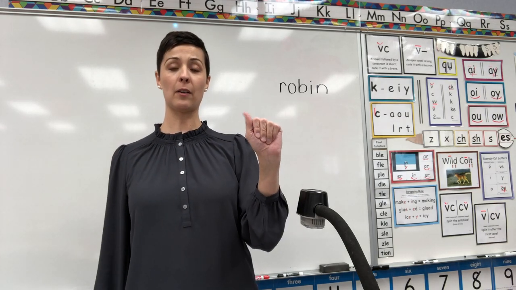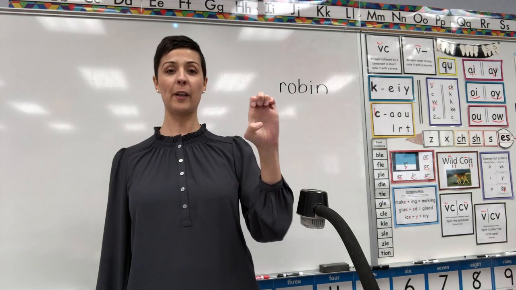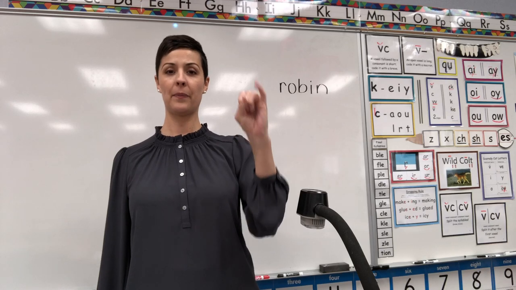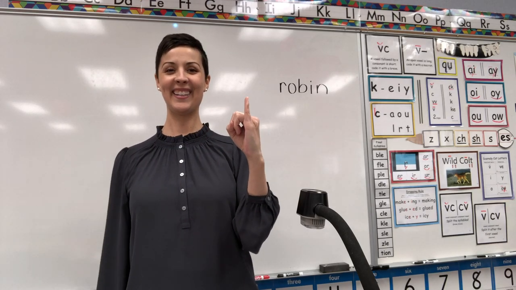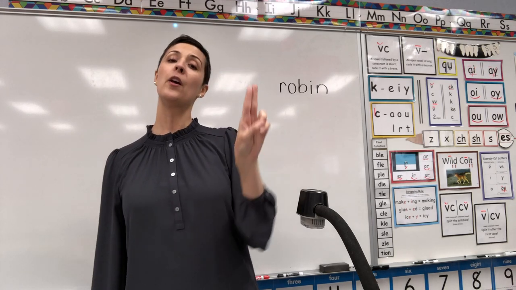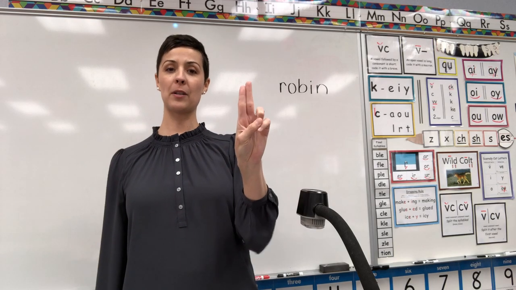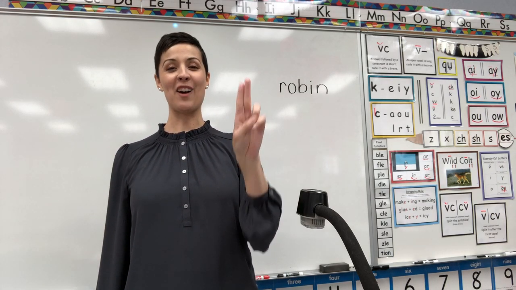A, your thumb on the side of your fist, A. E, your fingers close together but not touching. I, little pinky straight up in the air, I. O, fingers closed like a letter O. U, two fingers close together straight up, U. Okay, let's do that one more time.